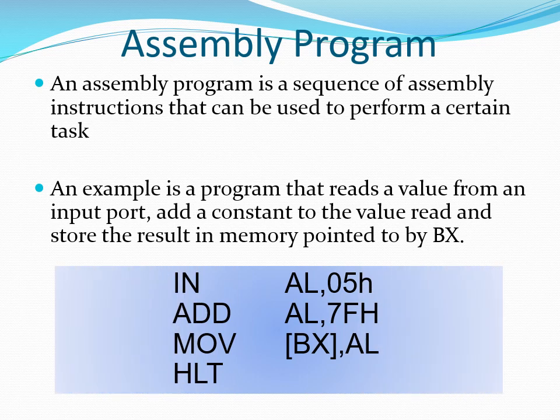An assembly program is a sequence of assembly instructions, and normally that sequence is developed to perform a certain task. We have an example of an assembly language program shown here. The first instruction reads the number on port 05 and stores it in register AL. Then the next instruction adds 7FH to the number that is stored in AL. So this will be equivalent to adding the number 7FH to the number that has been read from port 05H. Then the third instruction stores the number in AL in memory pointed to by BX.